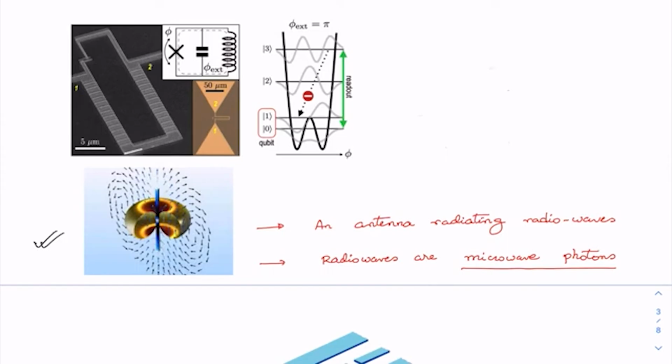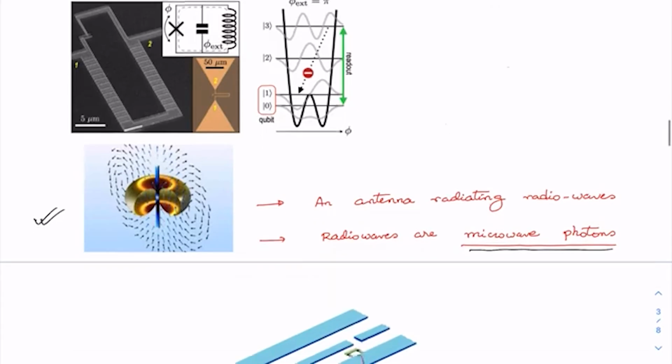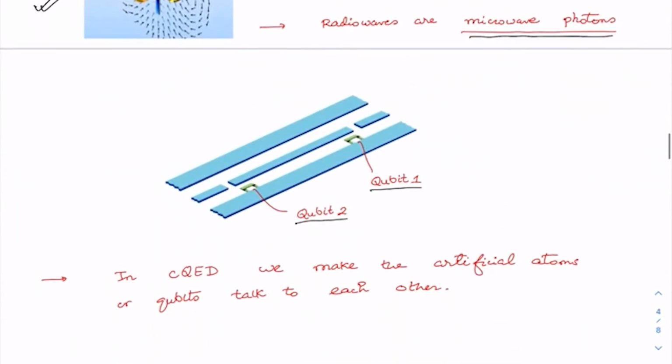And this implies that it can radiate radio waves just like the antenna in our cell phone. These radio waves are photons. They are actually microwave photons, and they can travel to another part of the circuit and be absorbed by another artificial atom, which is basically another Josephson junction, as it is shown here that this qubit 1 and qubit 2, they are two Josephson junctions, and microwave photons can travel from one part to the other.